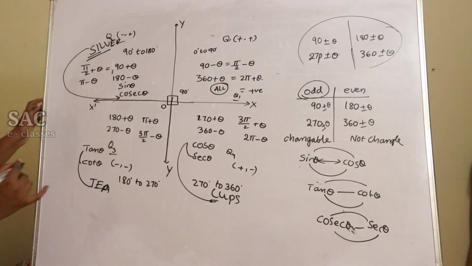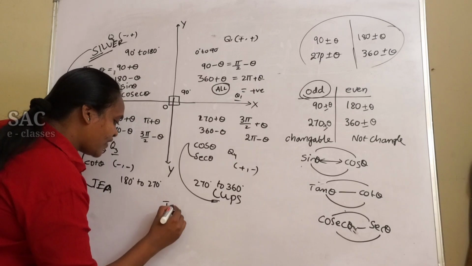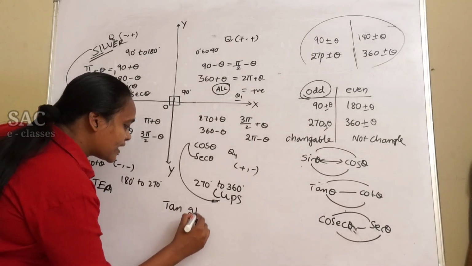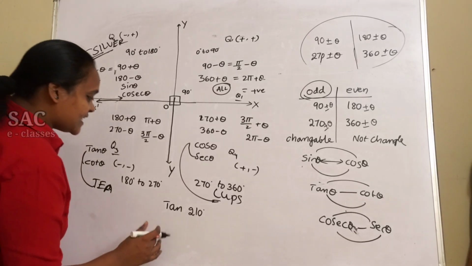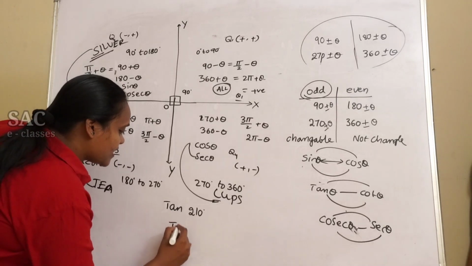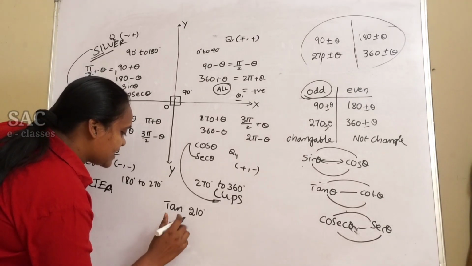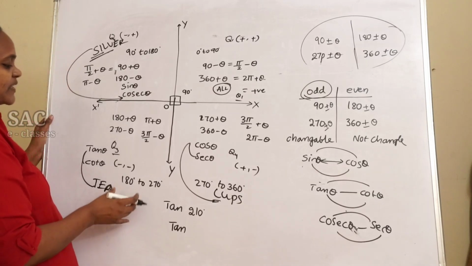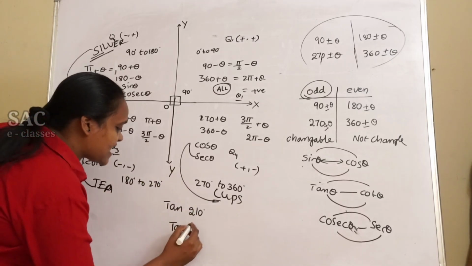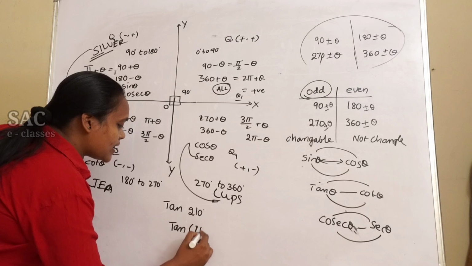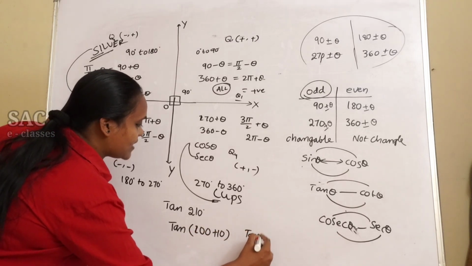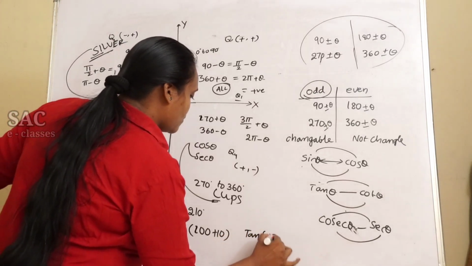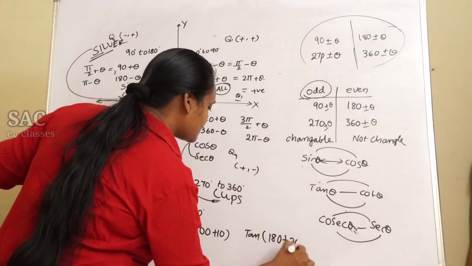Now, what is our topic? I want to find out tan 210 degrees. Whenever we are calculating tan 210 degrees, in what way will we do that? Can I express tan 210 degrees as 200 plus 10? Yes, we can write. Or can I express tan 210 as 180 plus 30?